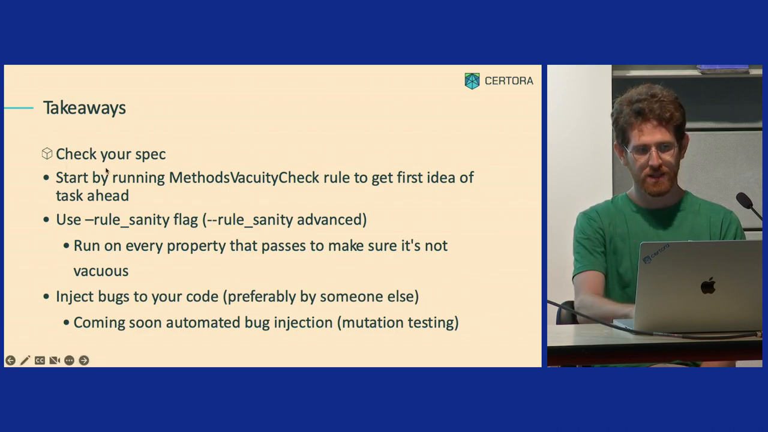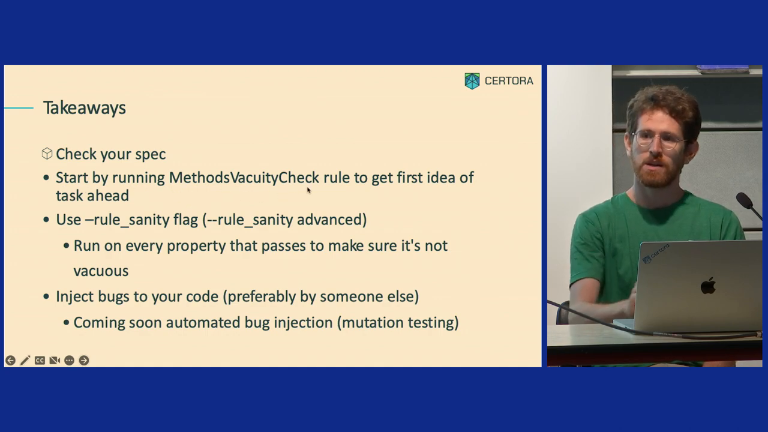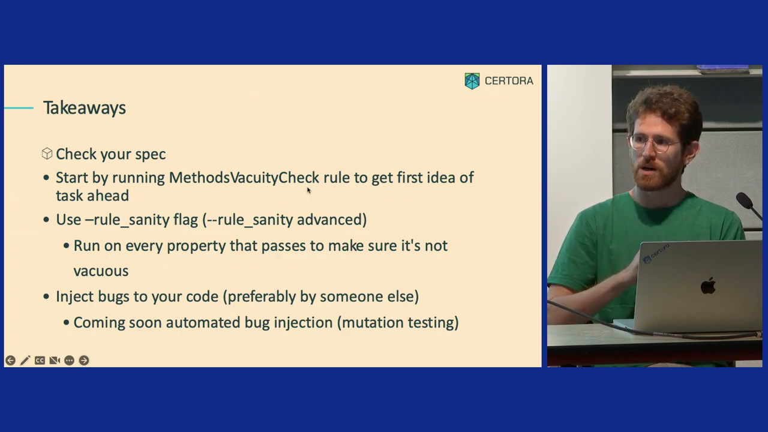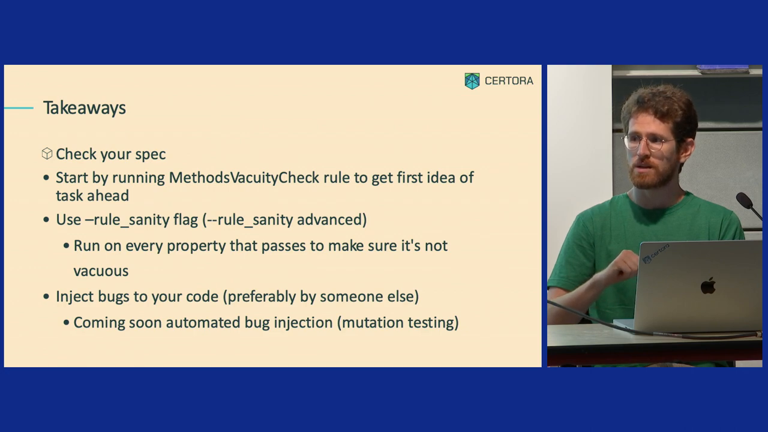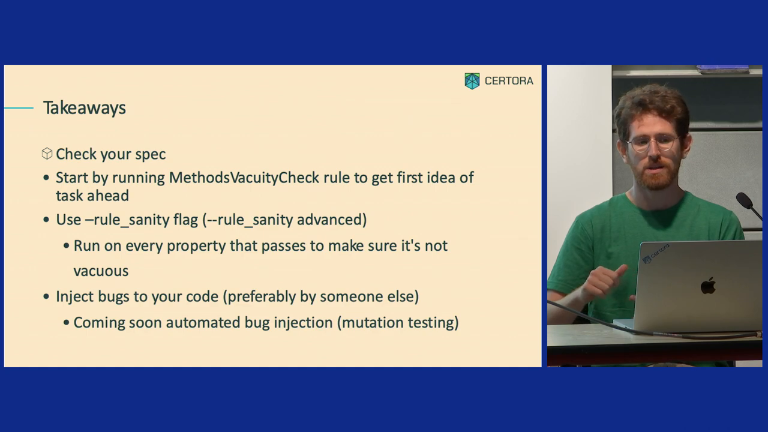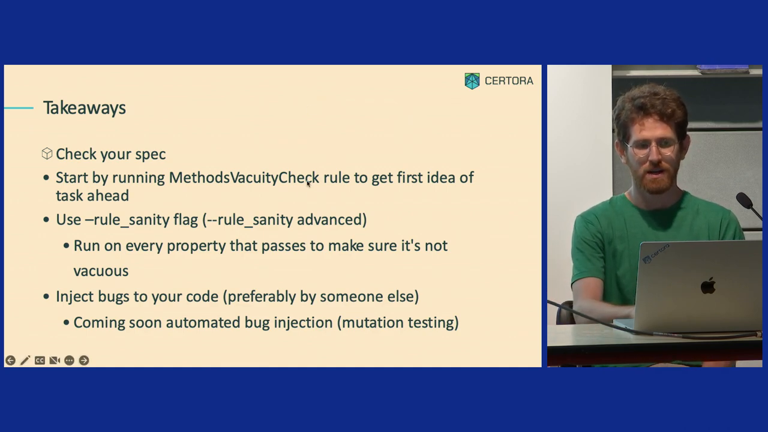So how can you check your spec? Always start by running the method vacuity check. You need to make sure that everything fails. Check that no methods in the contract are vacuously reverting, always reverting. Set up the tool correctly, and check that the running times are low enough.